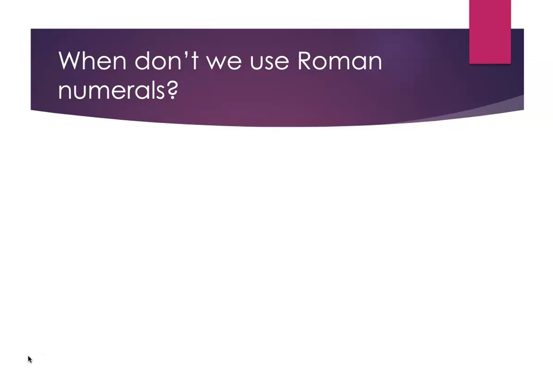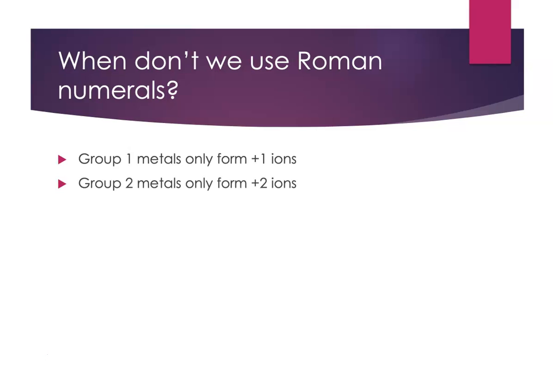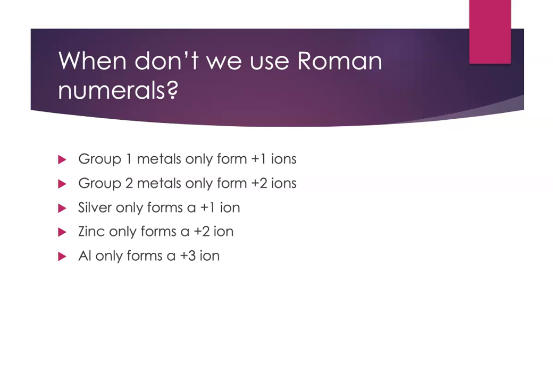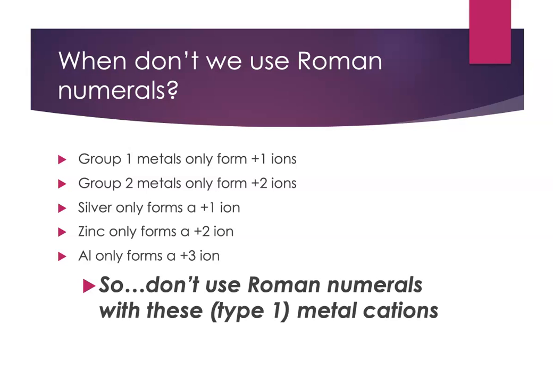Okay, but wait a minute. We've written other formulas where there wasn't a Roman numeral. Right, because we only use the Roman numerals for these type 2 cations that can form more than one charge. For our group 1 metals that only form +1 ions, for our group 2 metals that only form +2 ions, I don't need a Roman numeral. We know what they do, and so the Roman numeral is unnecessary. Similarly, we talked the other day that silver only forms a +1 ion, zinc only forms a +2 ion, aluminum only forms a +3 ion. So these are all examples of what we can call a type 1 cation. They only form one charge, and I don't need a Roman numeral with these. So we don't use them. We only use them when we have to with our transition metals.